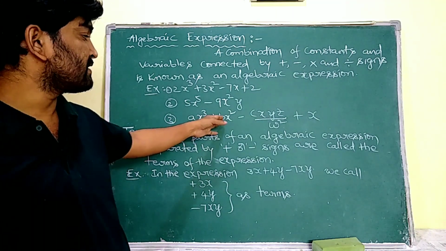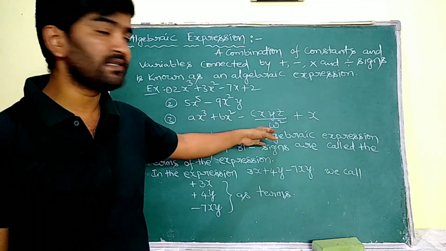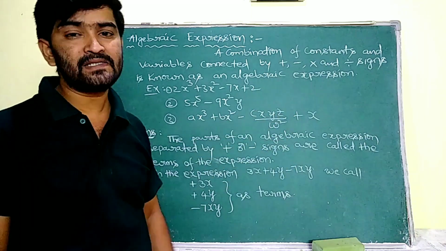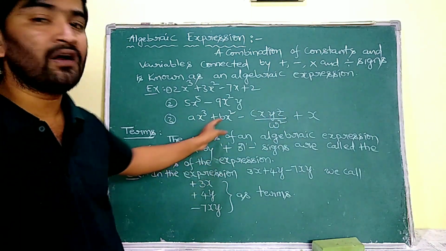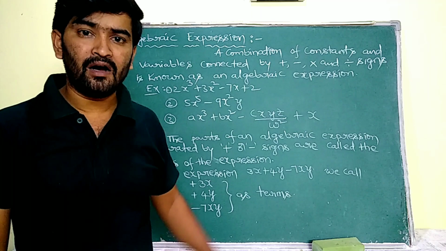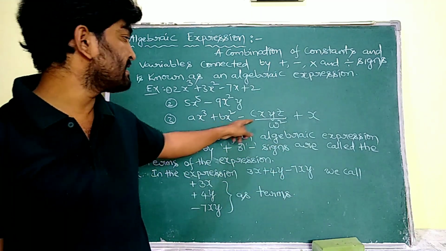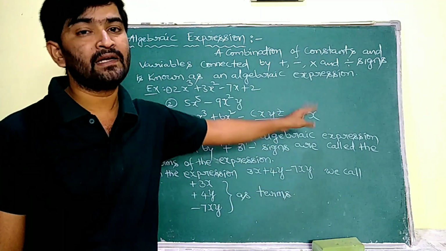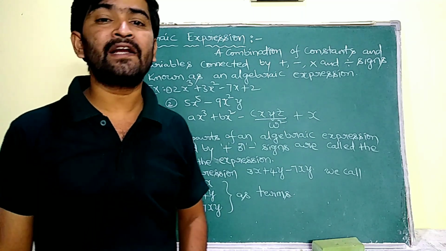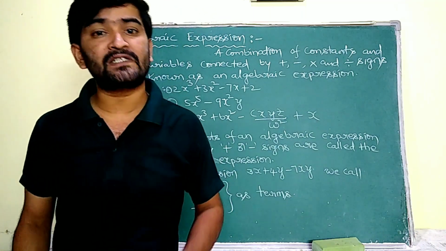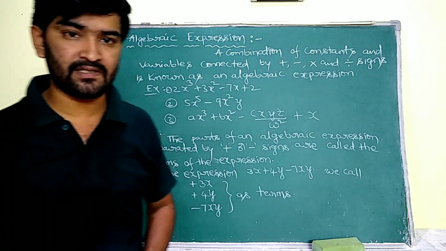Now ax cube plus bx square minus cxyz by w square plus x. Okay, here we are having all the four fundamental operations. See, here I am having plus, minus, here I am having into and divided by, and also plus. Okay, we need not have all the four fundamental operations in a single algebraic expression.